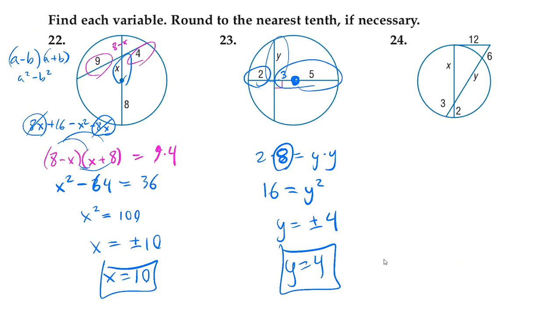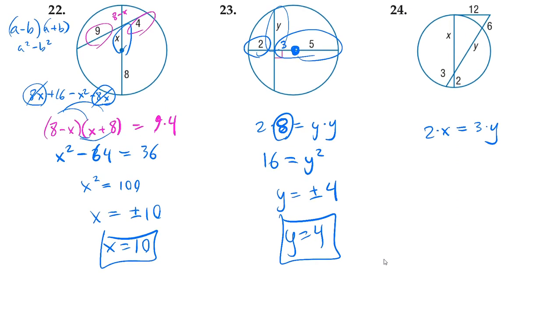All right, over here on the next one, look at this. We've got this times this equals this times this. So we got 2 times x equals 3 times y. That's 2 variables, 1 equation. So another thing we could write, though, is we could say, well, if they went through the center, we could say diameter equals diameter. But these are just 2 random chords, so we can't say that.